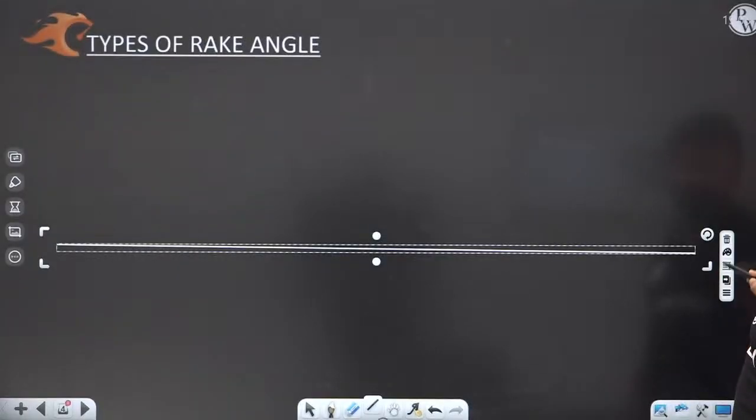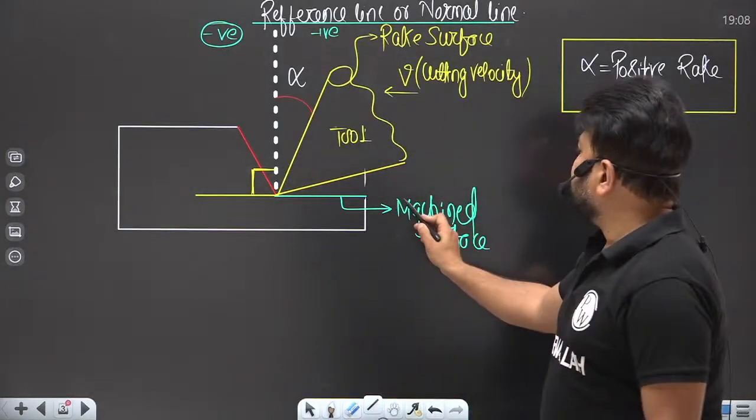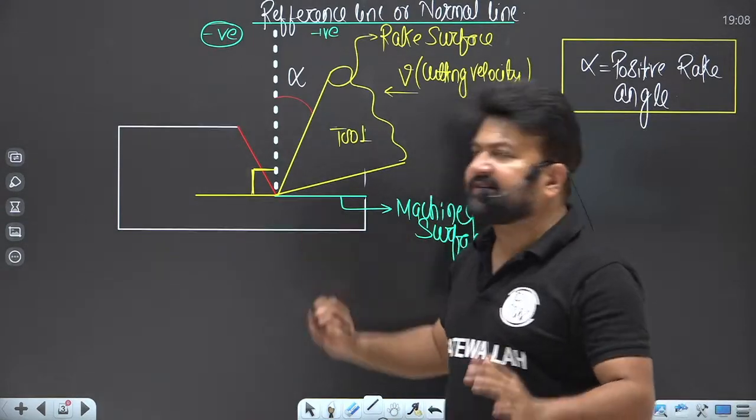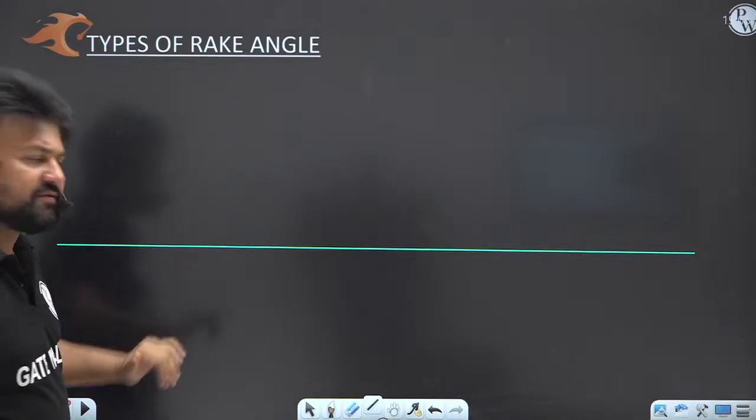I'm going to draw a finished surface. This color represents what? A finished surface. So here, this is the finished surface.